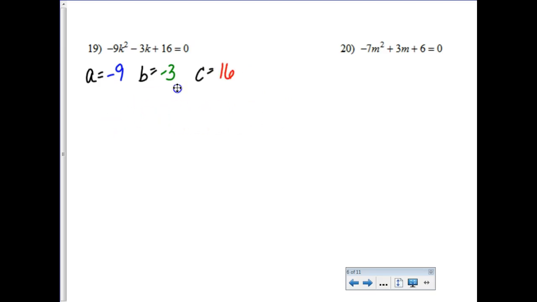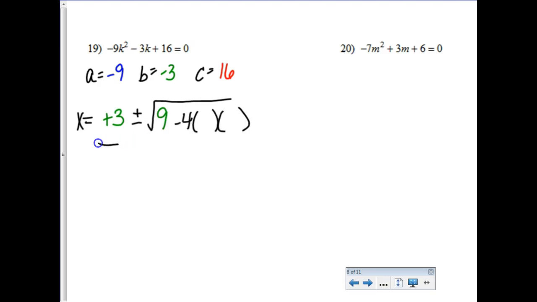So quadratic formula starts off with x equals, the opposite of b, in this case would be a +3, plus and minus, this big square root sign, and then instead of writing -3 squared, because a lot of kids mess that part up on the calculator, I'm just going to write 9. This number here is always squared, which means it's always a positive. Minus 4 times a times c. A was a -9 and c was a 16.